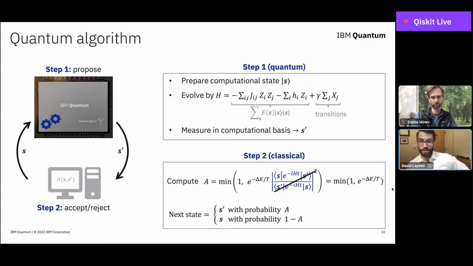You then, on the classical computer, decide whether to make the jump with probability A to this new bit string S prime, or whether to stay put at S for another iteration, and you pass the result back to your quantum computer. And iterating through these steps, you are guaranteed to converge to the Boltzmann distribution.